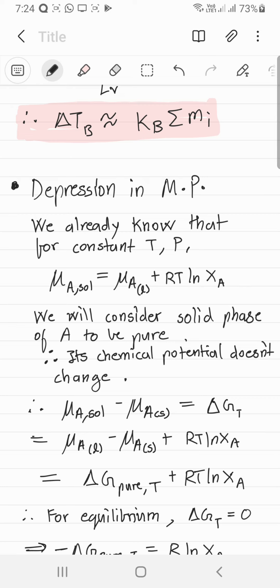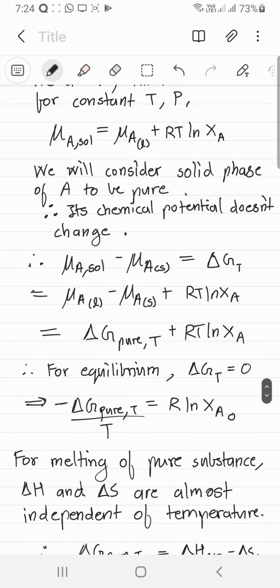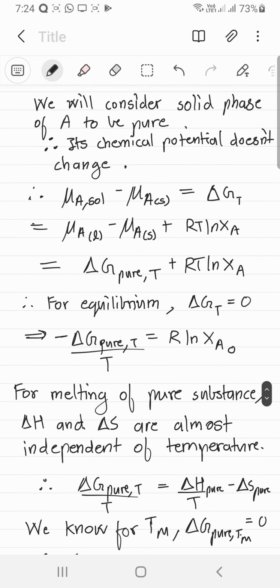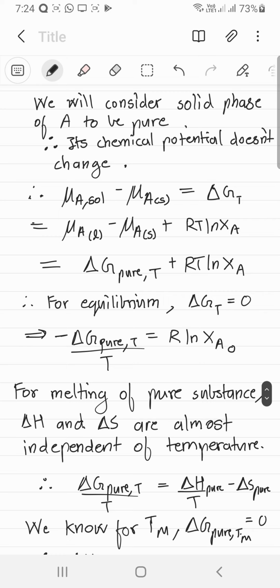What about the solid phase? We consider the solid phase to be pure. Its chemical potential doesn't change, or at least not much.